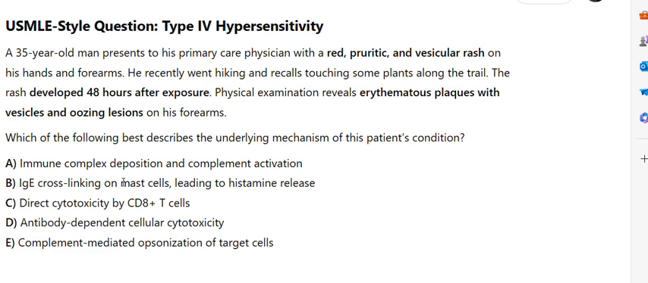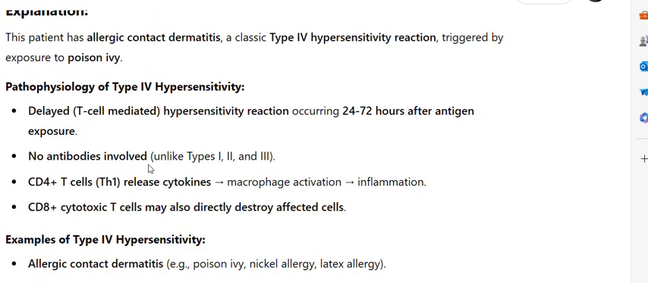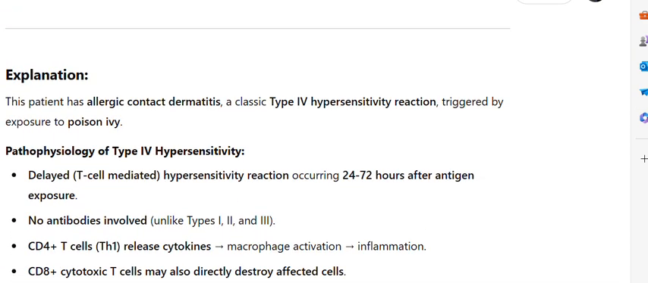Explanation. This patient has allergic contact dermatitis, a classic type 4 hypersensitivity reaction triggered by exposure to poison ivy. Pathophysiology of type 4 hypersensitivity: a delayed T-cell-mediated hypersensitivity reaction occurring 24 to 72 hours after antigen exposure. No antibodies are involved, unlike types 1, 2, and 3.